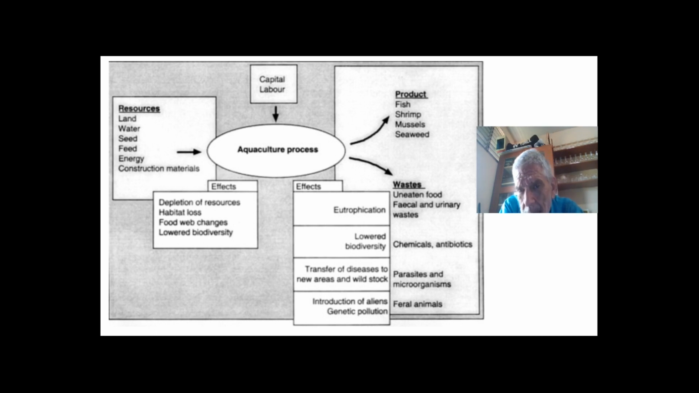And then, of course, what do we get? We produce fish, shrimp, mussels, seaweed. We also get wastes. You have uneaten food, not all the food will be eaten. And you have fecal and urinary waste. And these can cause eutrophication. And I suppose dealing with the water, which the fish find themselves in, after they've finished with it, it has to be either disposed of or treated. Lowered biodiversity, that's another effect.